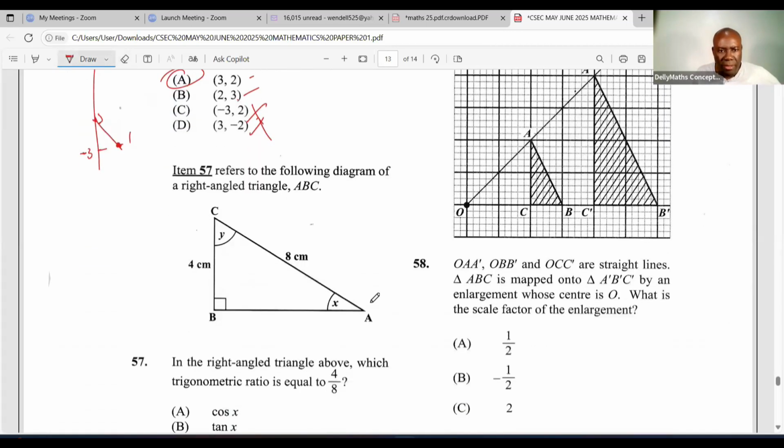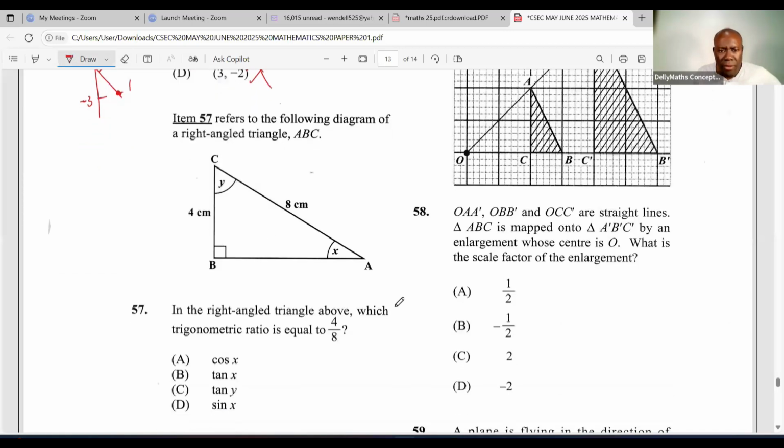All right, let's go. 57. We have a right triangle. Which of the geometric ratio is equal to 4/8? It's a repeat question. So you're gonna check to see if the one you're thinking of. 4/8 from x has to be sine, right? Yes, there's sine x. From here, opposite over hypotenuse, 4/8. So sine x can give me that.